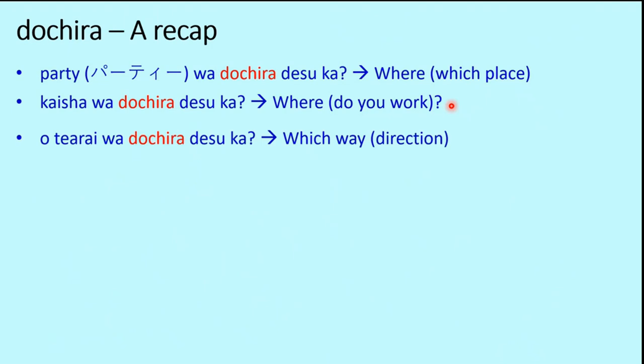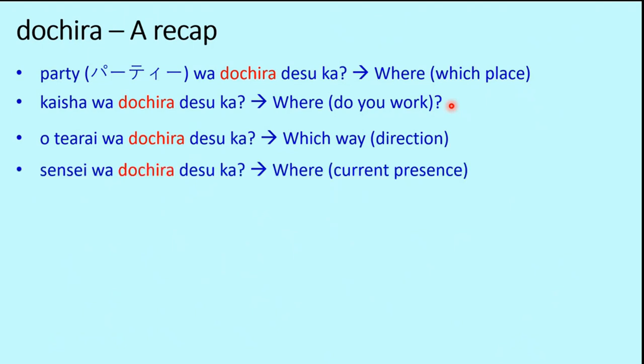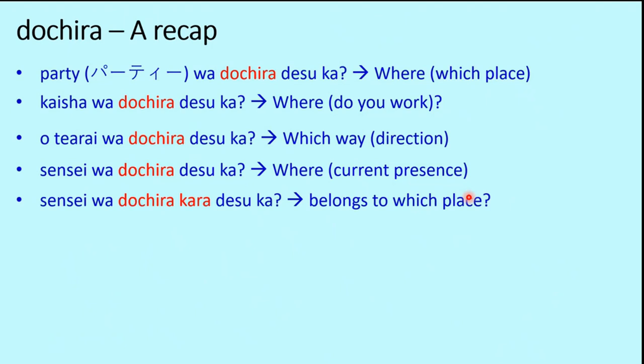Then we discussed ote arai wa dochira desu ka, where we are asking about the direction. So which way is the toilet? Sensei wa dochira desu ka? Where is the professor or where is the teacher? That means the current location or the current presence of the teacher inside the school or the university. So a student is asking where is the teacher, where has he gone? So his current presence is being inquired.